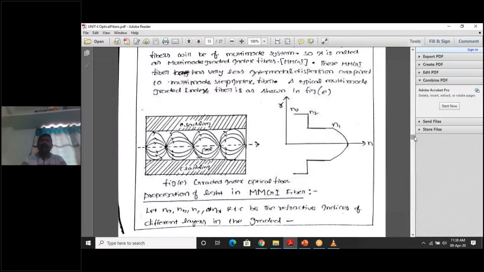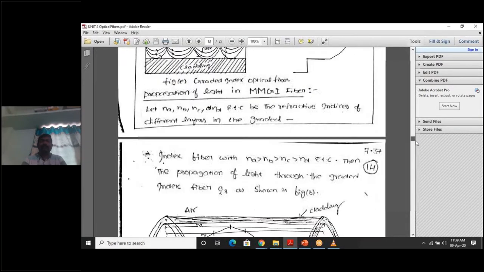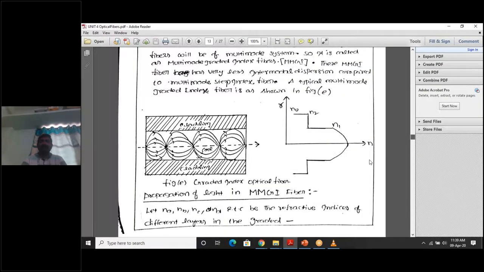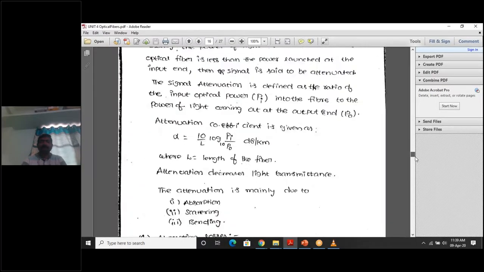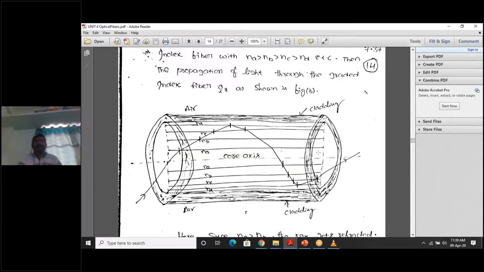Here you see very clearly in this diagram. This is the axis of the core. As you go from this point to this point, this is layer A, this is layer B, this is layer C, this is layer D. The refractive index is maximum here, decreases, and here it becomes minimum.